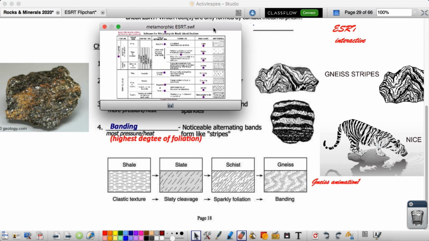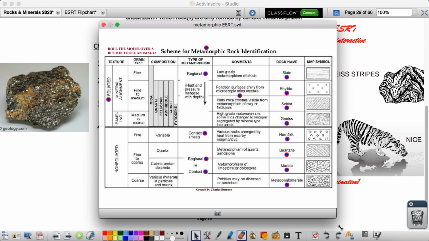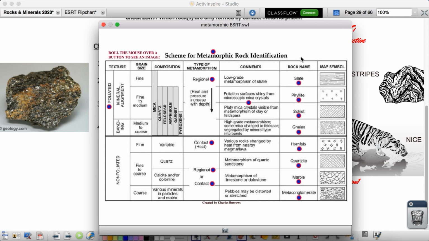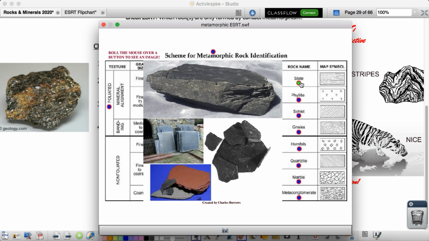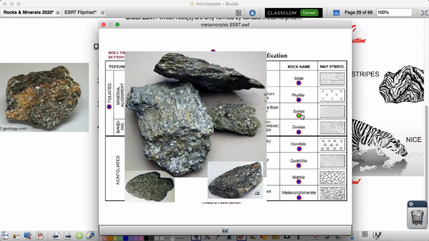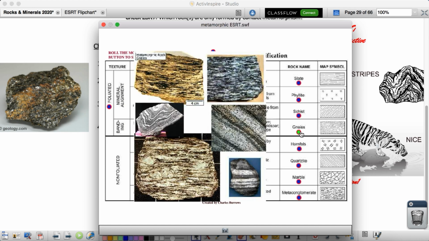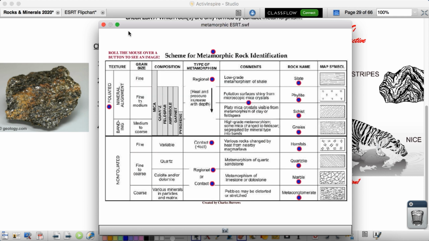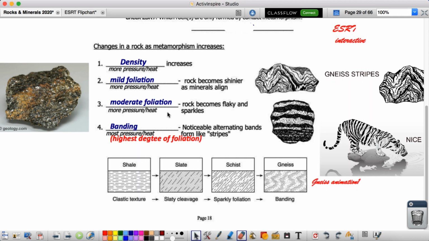So here we have the ESRT interactive. Slate looks kind of like the original shale that it came from, a little bit tough to tell apart. But notice the schist, which is more metamorphosed, has that sparkly look to it. But gneiss, which is the highest degree of metamorphism, has that wonderful striping kind of look, that banding and striping, which makes it really a gorgeous rock. Okay, so these are foliated rocks, all right?